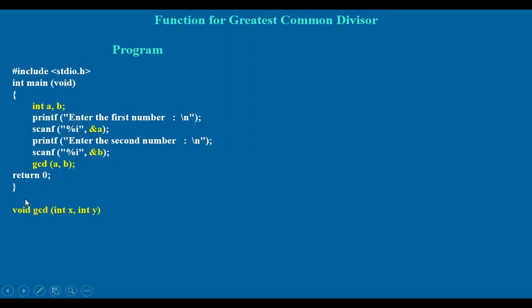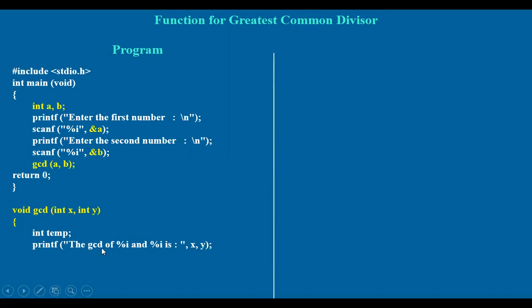Now this is the main program. Coming to the function, it is returning void, returning nothing, and taking two integer variables here, and another integer variable is declared here. Now we are going to print the GCD of these x and y values. So here y is not equal to 0. If y becomes 0, it will be a division by 0, so we cannot proceed with the division by 0. So this is a check to find out whether y is 0 or not. If it is not 0, then we'll proceed.